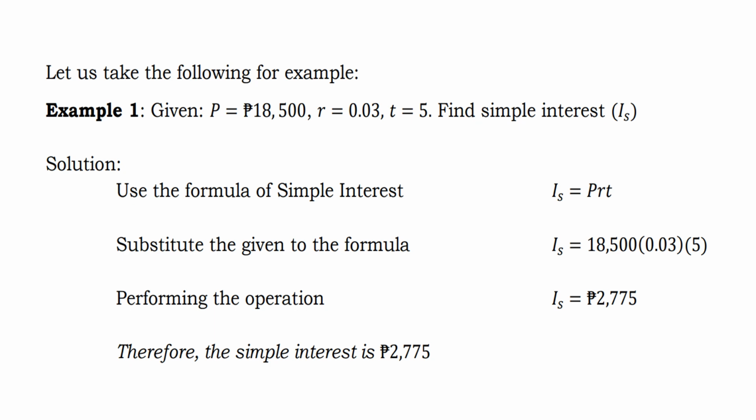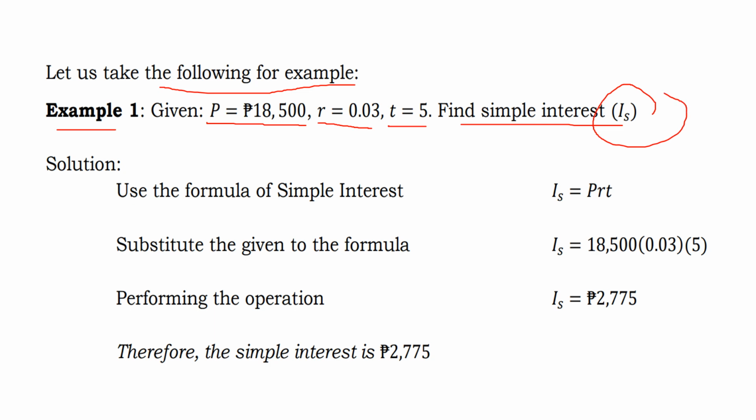Let us take the following for example. For example number 1, there's a given principal which is 18,500 pesos. Your rate of interest is 0.03 and your T is equal to 5 years. It's automatic that it's 5 years even if there is no unit of measure on this given value. It is automatic that the given value is in terms of years because your T in IS equal to PRT should be in terms of years. So find the simple interest IS.